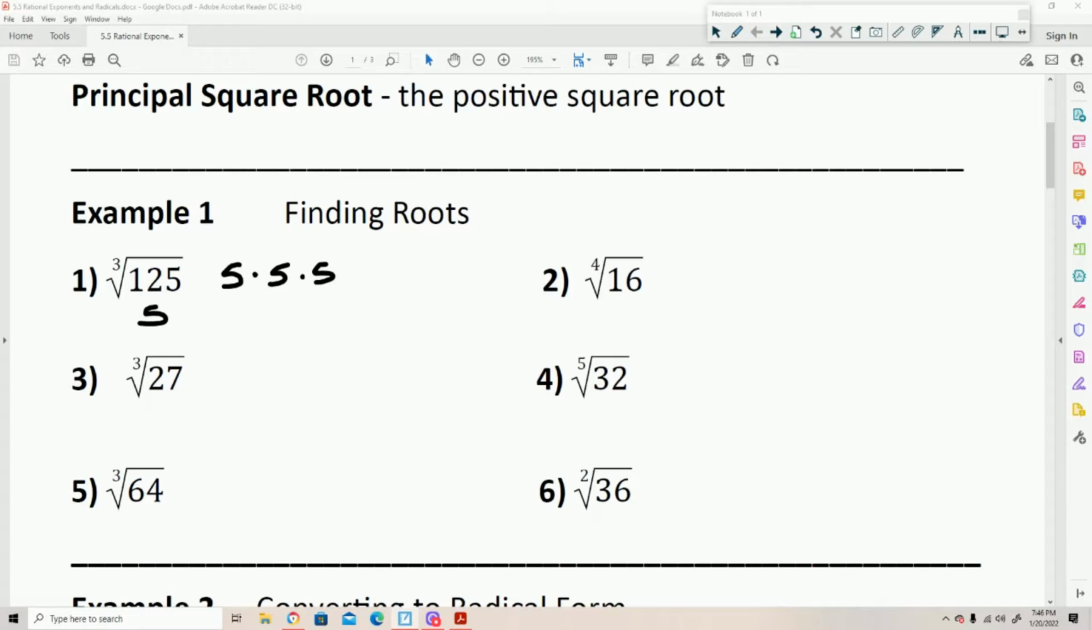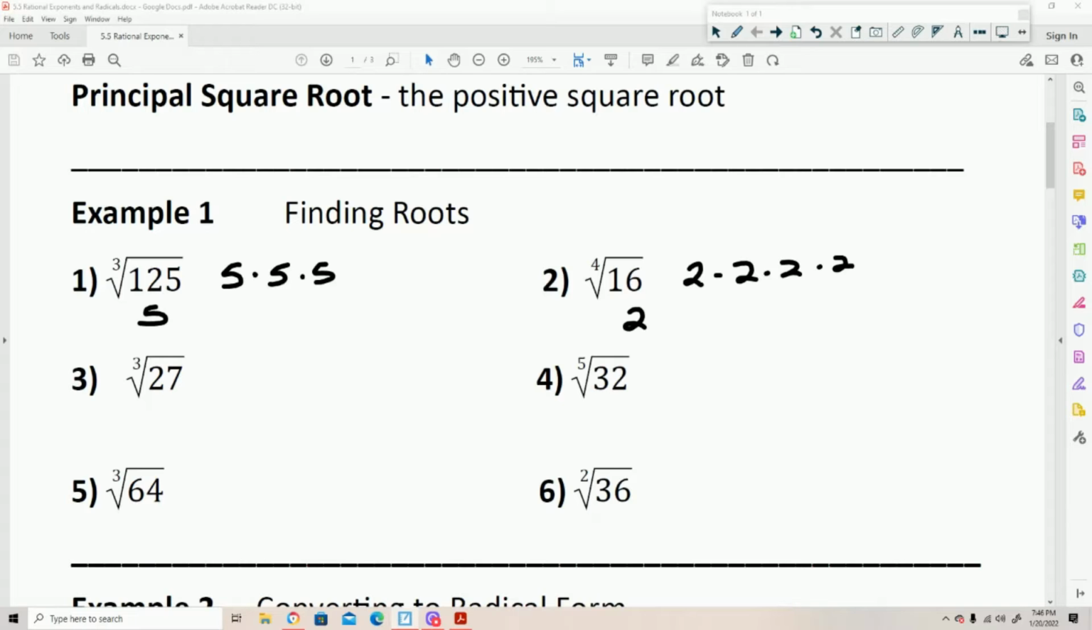Look at number 2. The fourth root of 16. So 4 numbers, all the same number, multiplied together gives us 16. It has to be a pretty small number, and that number is 2. Because 2 times 2 times 2 times 2 is 16, the fourth root of 16 is 2. You could also think of the fourth root as taking the square root twice. The square root of 16 is 4, then the square root of 4 is 2. That gives us the fourth root of 16, which is 2.